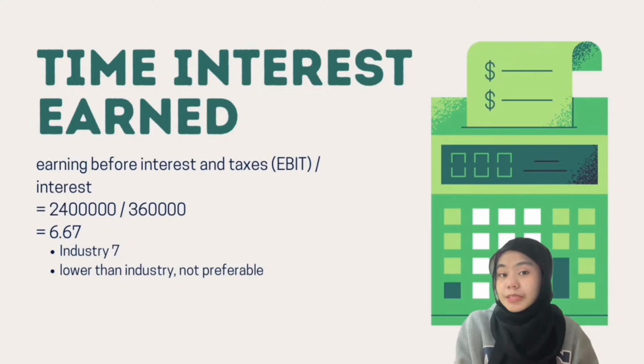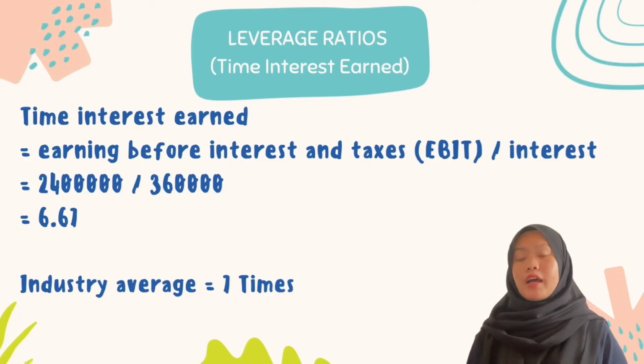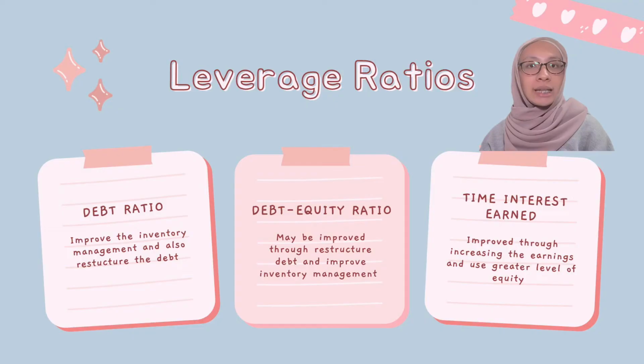Answer is 6.67. Hikmah Bati Berhad time interest earned is 6.67, meanwhile industry average is 7 times. This shows that Hikmah Bati Berhad current ratio is lower than industry, which is good and preferable. And time interest earned needs to be improved through increasing the earnings and using a greater level of equity.